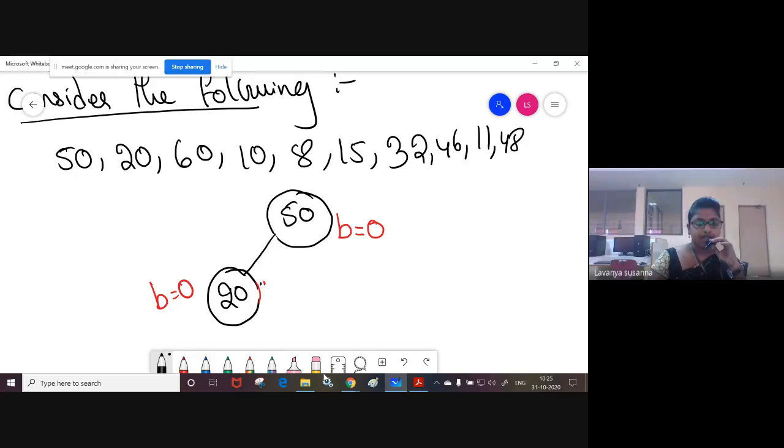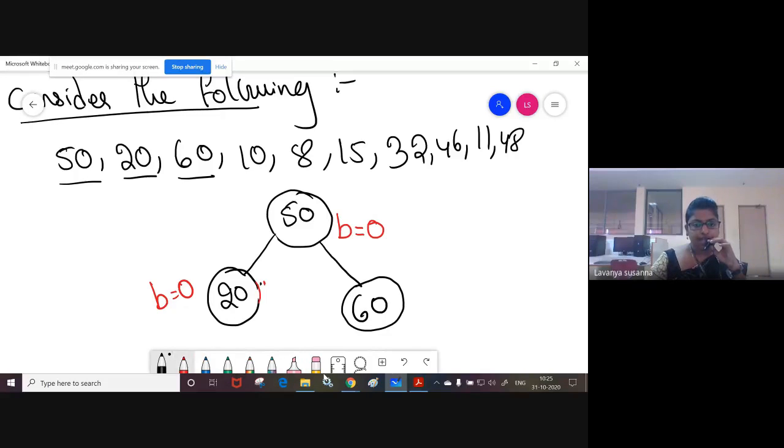Now, next element. 50 completed, 20 completed, 60. Where you need to insert 60? Compare with the root element. Always remember you need to compare with the root element. 60 is greater than 50. Greater means it should come to the right side as right child. Insert 60. You need to do step by step here. I am explaining in only one step, but you need to do it step by step.